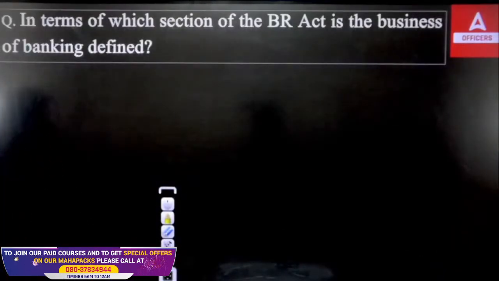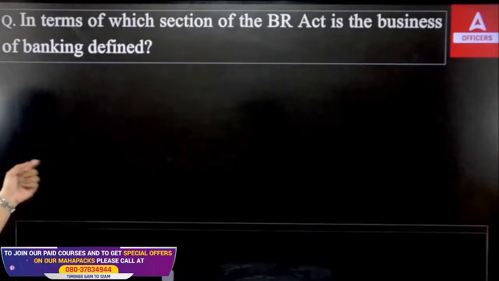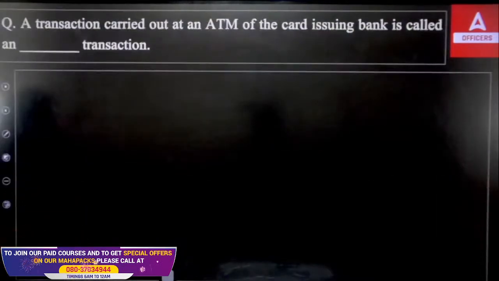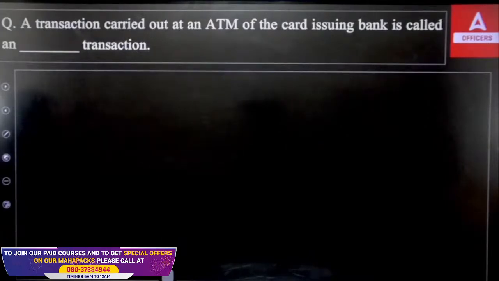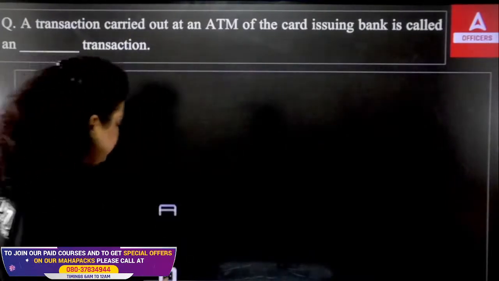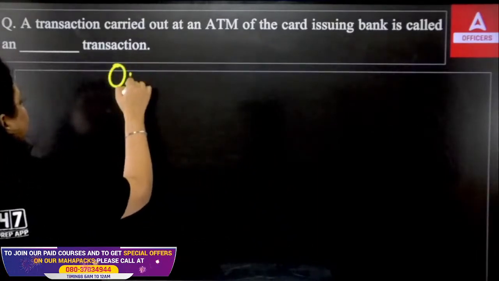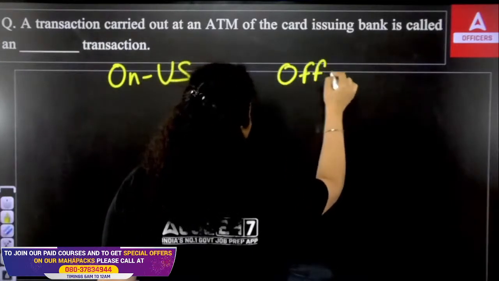In terms of which section of the Banking Regulation Act is the business of banking defined? So this we have done already. This is a repeated question. Really sorry. Now, a transaction carried out at an ATM of the card issuing bank is called a dash transaction. See, there are two types of transaction. First is on us. Second is off us.